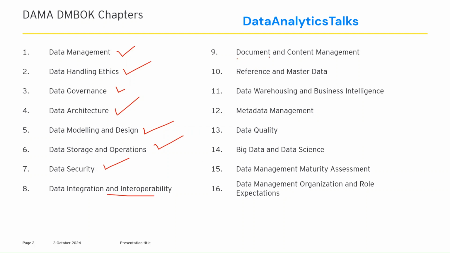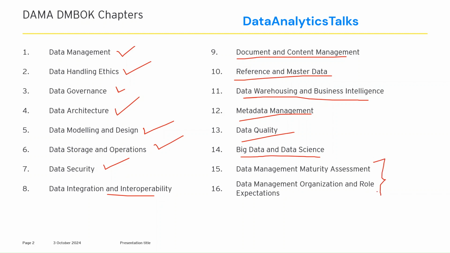Ninth, document and content management. 10th, reference and master data. 11th, data warehousing and business intelligence. 12th chapter is metadata management. Data quality is the 13th chapter. And 14th chapter is big data and data science. And there are additional 2 chapters, data management maturity assessment, and data management organization and role expectation.